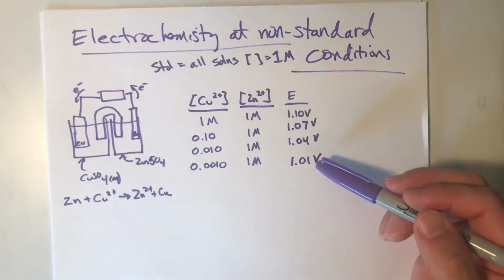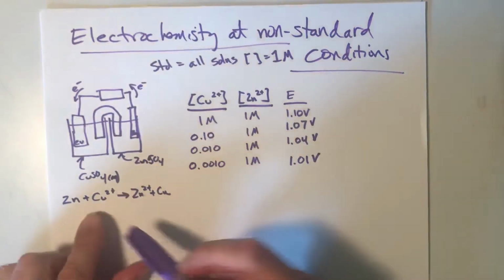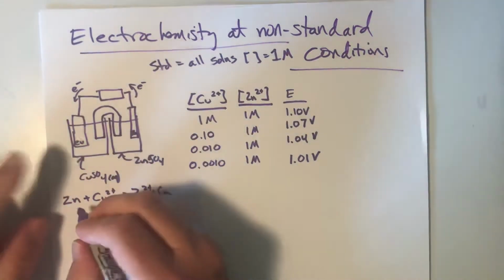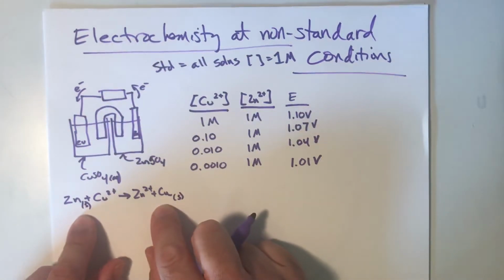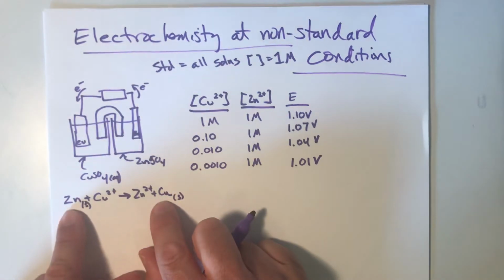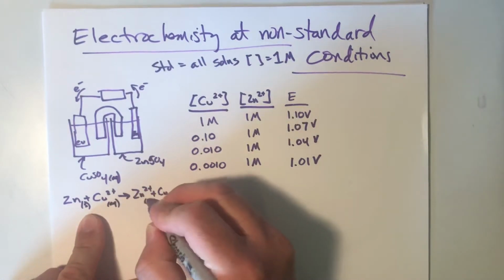And there's two ways to look at this. The first way is to think about it in terms of Le Chatelier's principle. We are decreasing the concentration of a reactant. So remember, the zinc and the copper here are solids, and their concentrations don't change. We always plug them in as 1 when we're calculating a Q or a K value, right? So we're going to ignore the zinc and the copper solid. We're just going to look at the copper solution and the zinc solution.